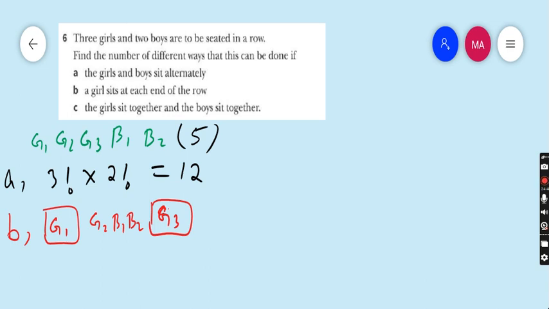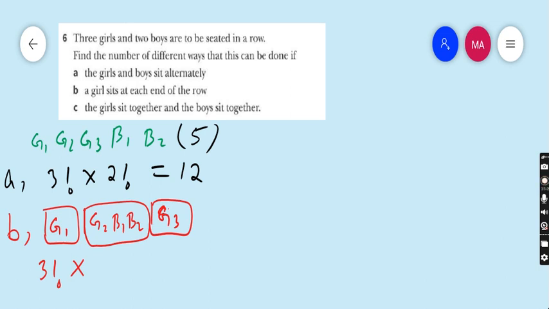I repeat again this part. A girl sits at each end of the row. So for this, the middle is G2, B1, B2, which means 3 factorial. Multiplied by, now this is very important. For the first position, we have G1 and for the last position we have G3. For the second choice we have G2 and G3.